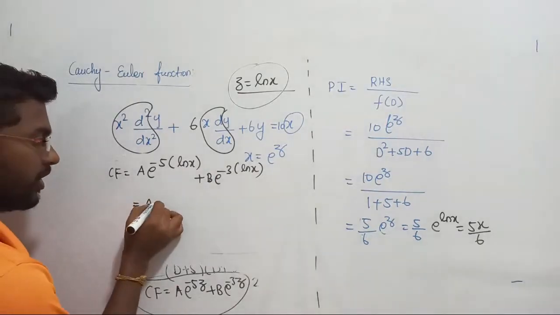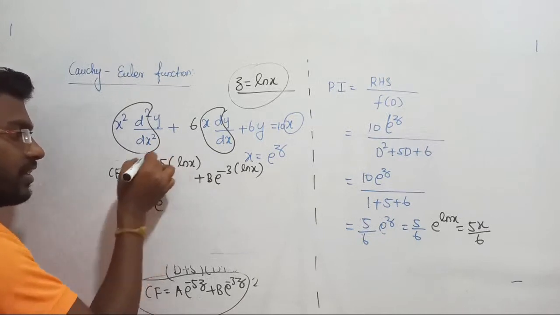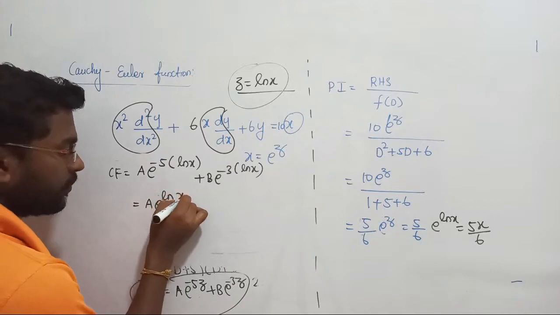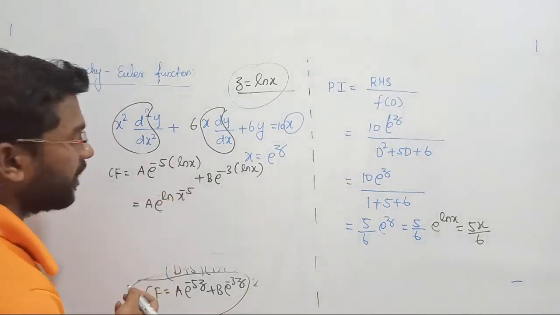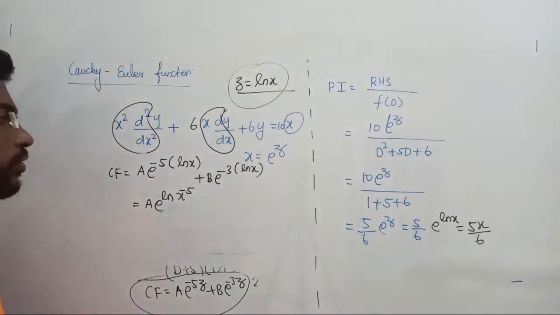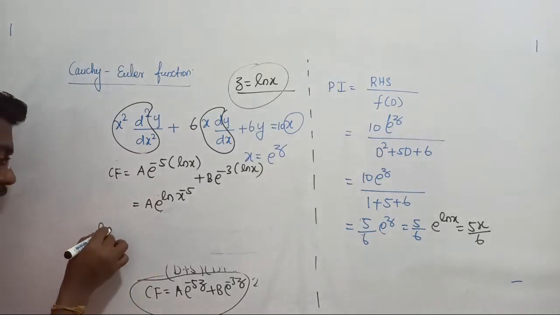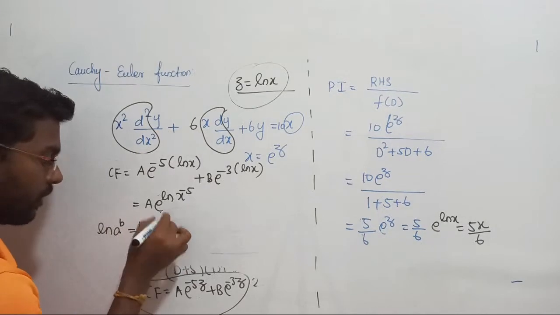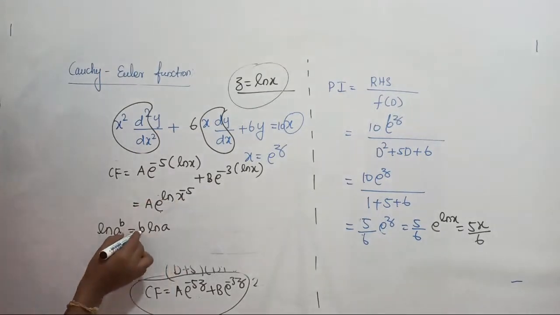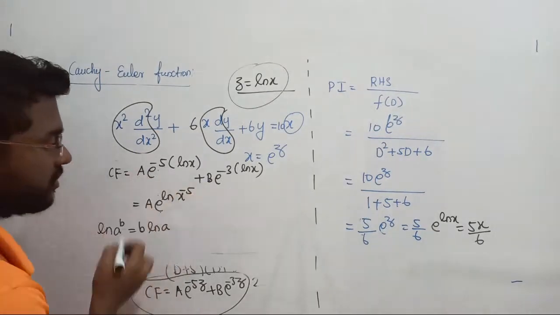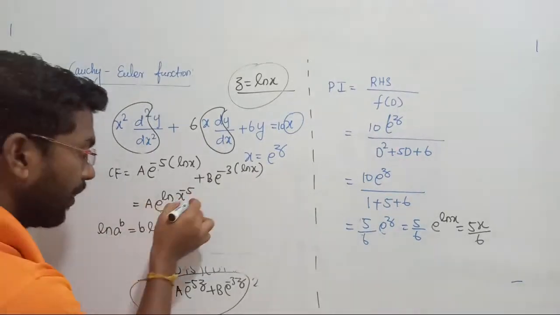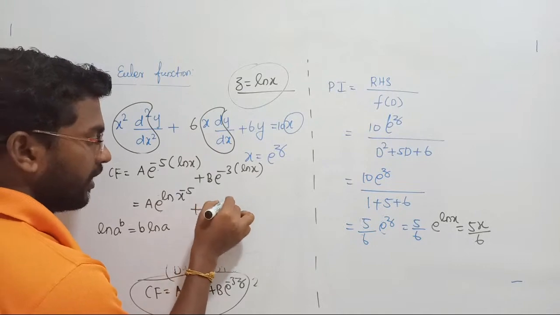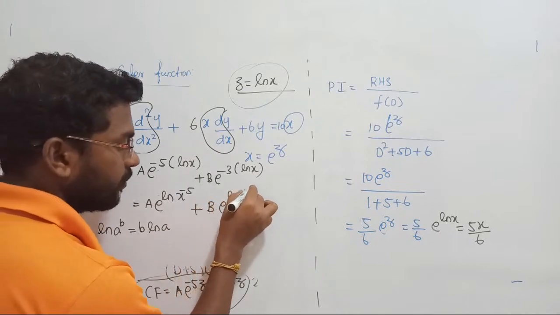Such that it can be further reduced to e power, guys listen, in the minus 5, how I write it is e power ln of x power minus 5. Did I make any mistake here? No, right? Because we all know ln of a power b can be written as b into ln a. So here instead of b we have minus 5, I am just passing it to the numerator. Similarly b into e power ln of x power minus 3.